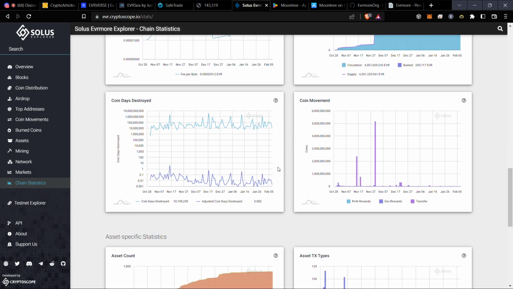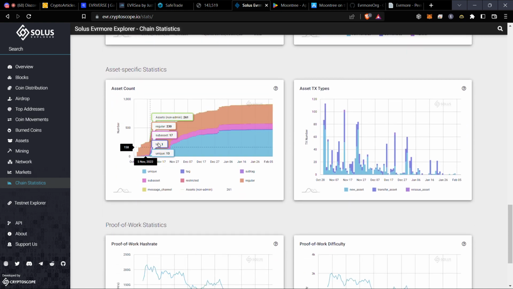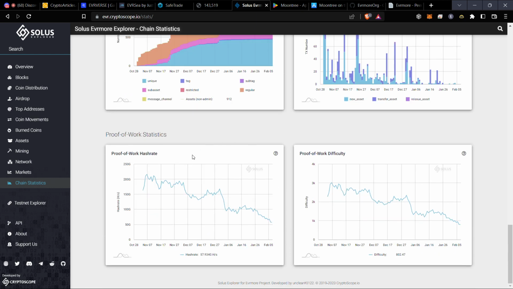Okay, moving down. Coins destroyed. Coin days destroyed. Coins movement. Asset count. Whoa. Asset transaction type.